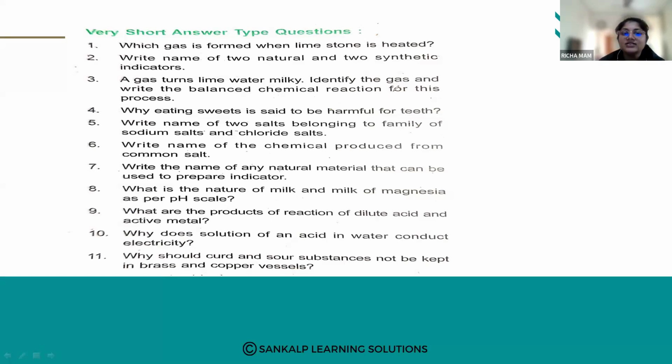reaction. So, which is the gas that turns lime water milky? It is carbon dioxide gas. Identify the gas: it is carbon dioxide gas. A gas turns lime water milky, so write the reaction for that. How does the gas turn lime water milky?